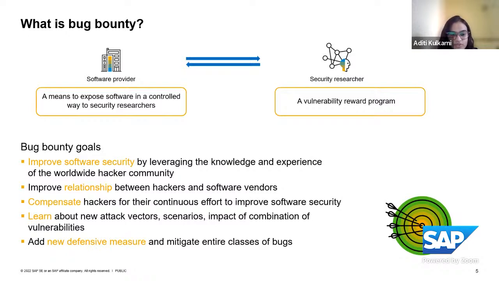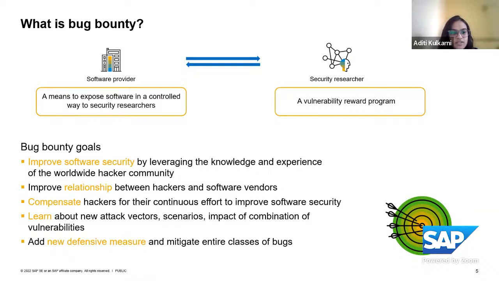So these are the kinds of different ways in which bug bounty helps a vendor identify more and improve the security much better, and also add new defensive measures. And let's say if a vulnerability is related to input validation, and there would be different reports coming in, so we get an overview and then mitigate that entire class of bugs altogether. So these are the different goals. I can in fact call them benefits. So these are actually the goals and in turn the benefits of having bug bounty programs.